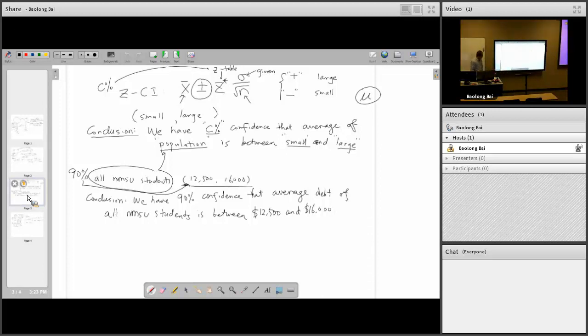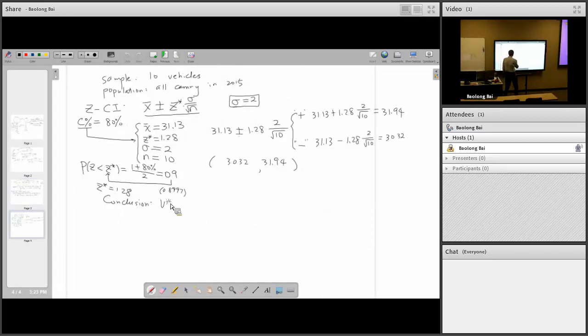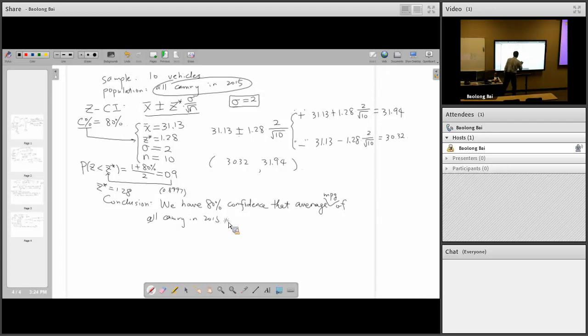Replace the counterparts. So we're going to say we have C%, 80% confidence that the average of the population, the average MPG of the population, which will be all Camry in 2015, will be between 30.32 MPG and 31.94 MPG. Right? So that concludes the confidence interval of 80% for Toyota Camry.